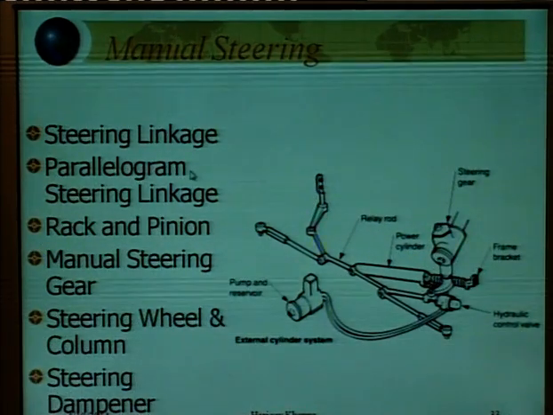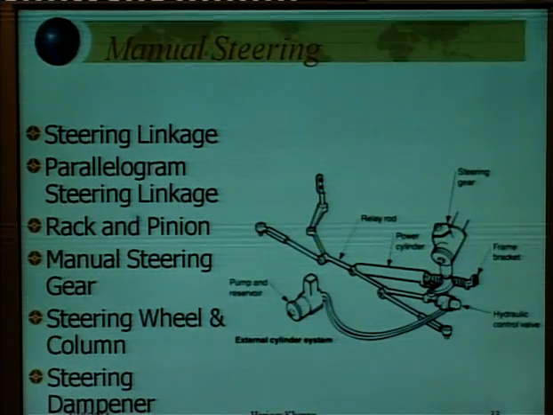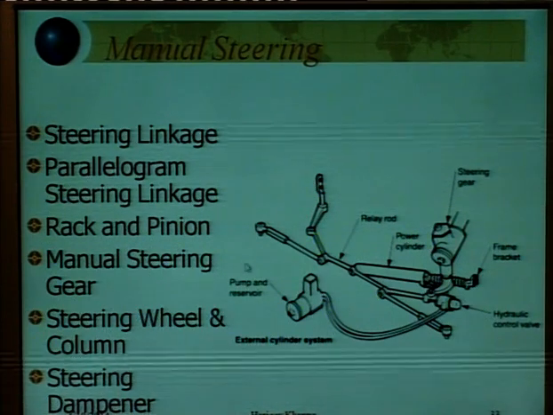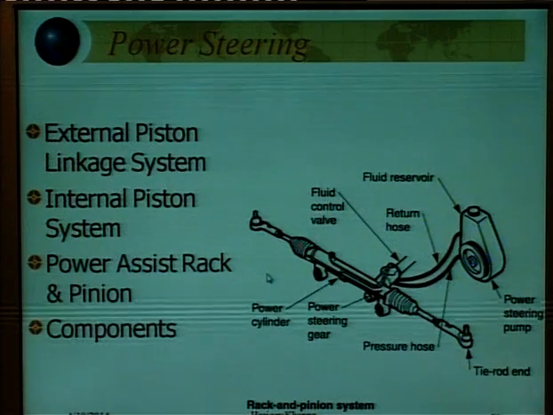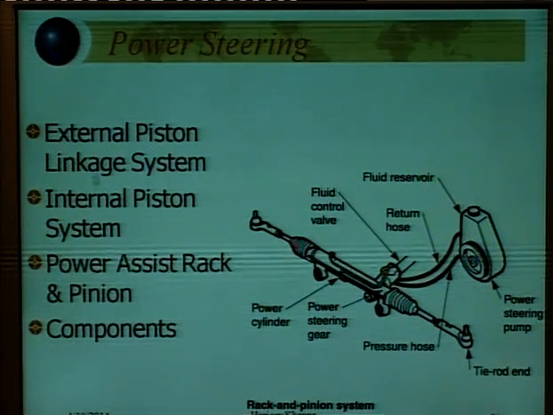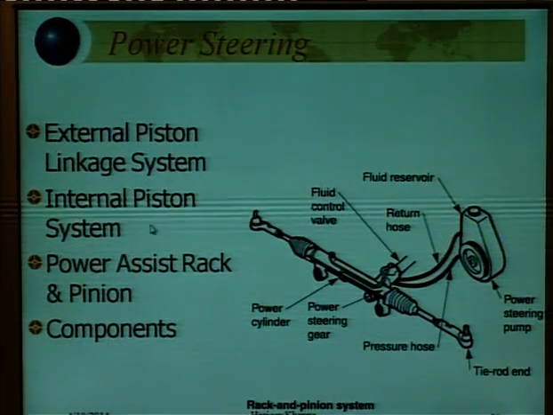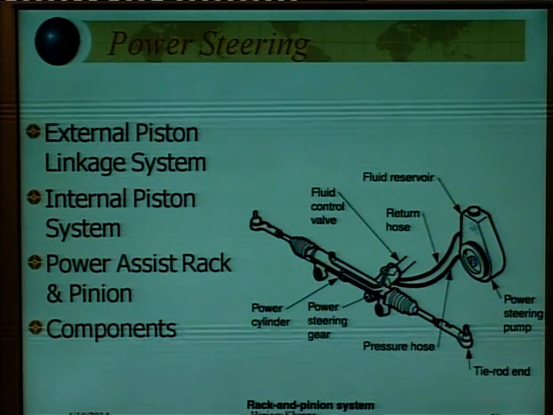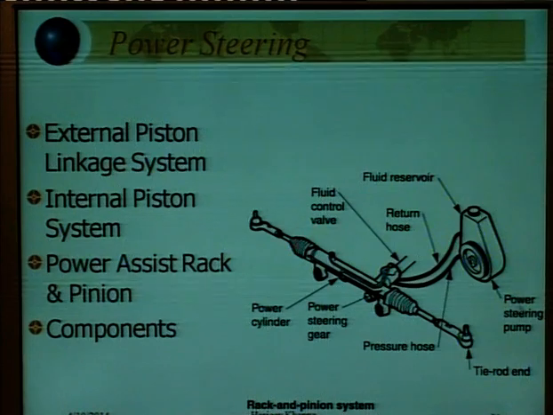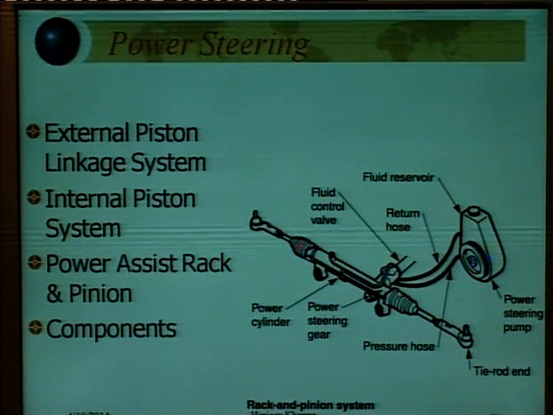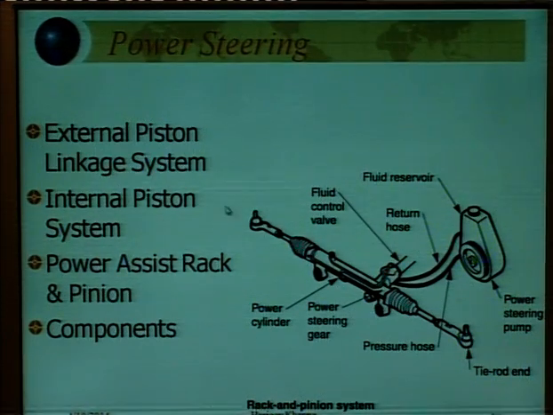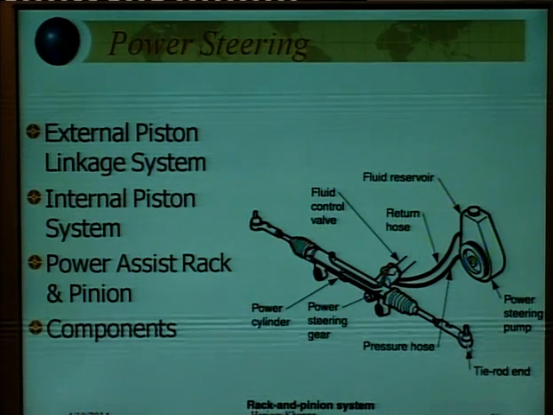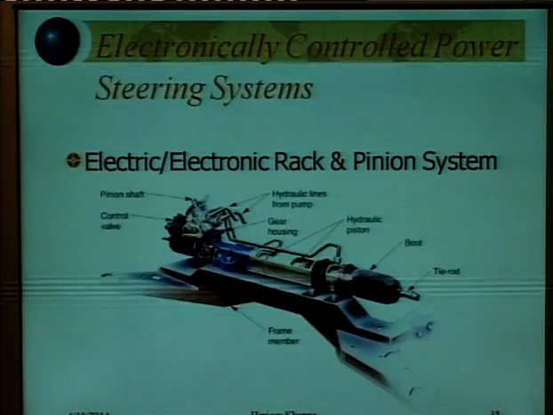This is the manual steering linkage, parallelogram steering linkage, rack and pinion, manual steering gear, steering wheel and column, steering dampener. So this is known as the power steering system. So we have a pump to increase the pressure of the fluid. This is known as the power steering pump, fluid reservoir. The fluid is supplied to this place, and this fluid helps in assisting the turning of the vehicle.